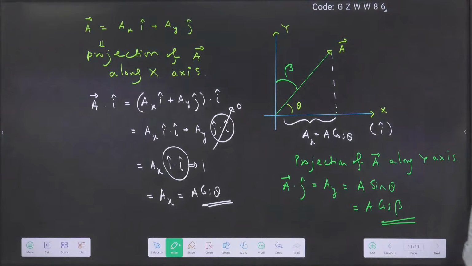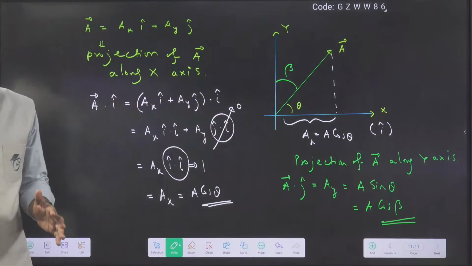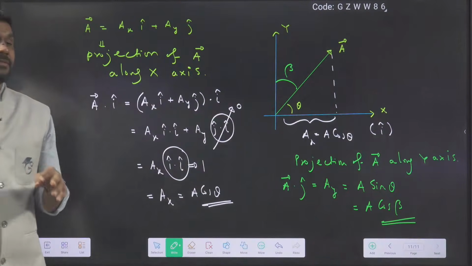समझ रहे हो? Yes. Correct. आया क्लैरिटी? Fine.